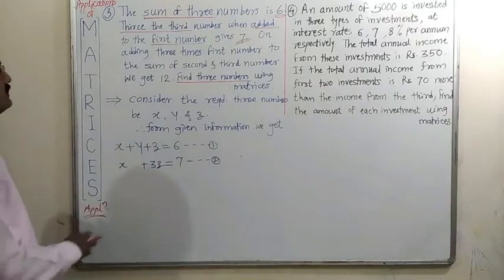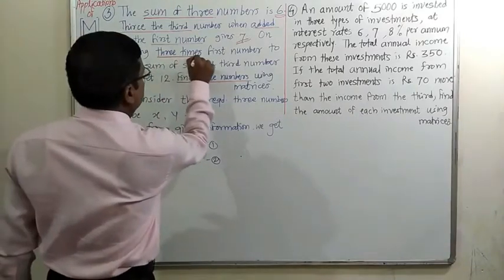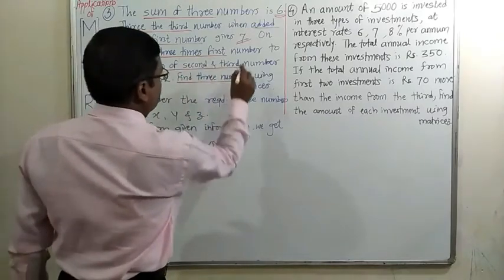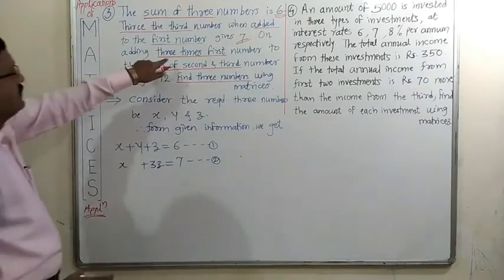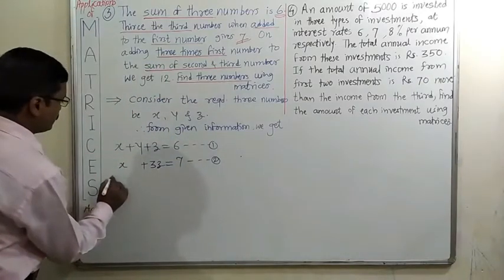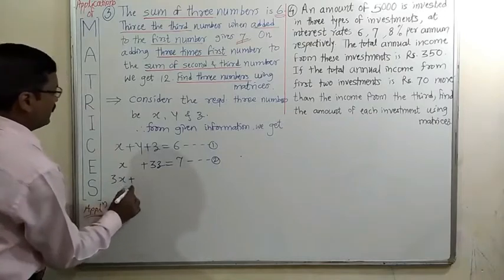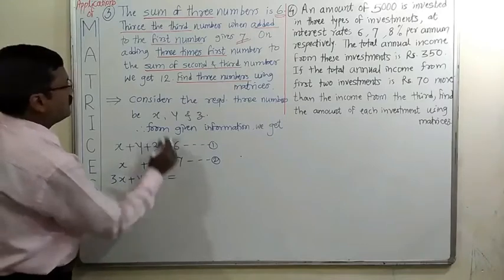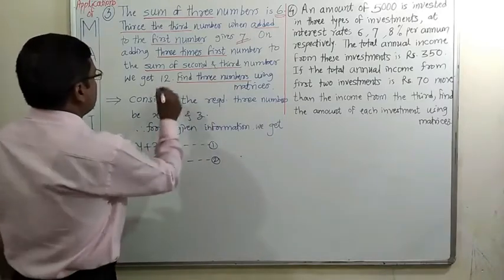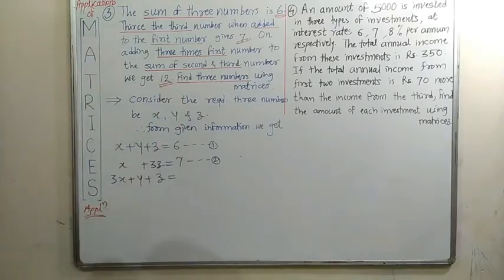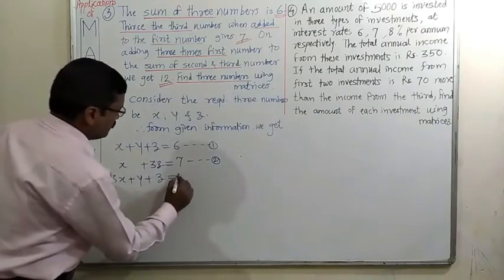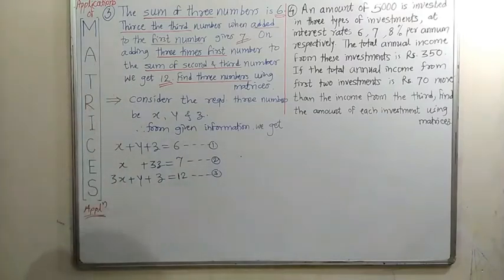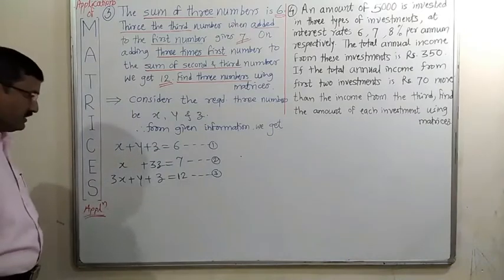Then the condition is 3 times the first number added to the sum of second and third. So we take 3 times the first, means it will be 3x, and when this is added to the sum of second and third, means y plus z, we get 12. So the third constant is 12, and that is our third equation. So from the given information, we get these three linear equations.